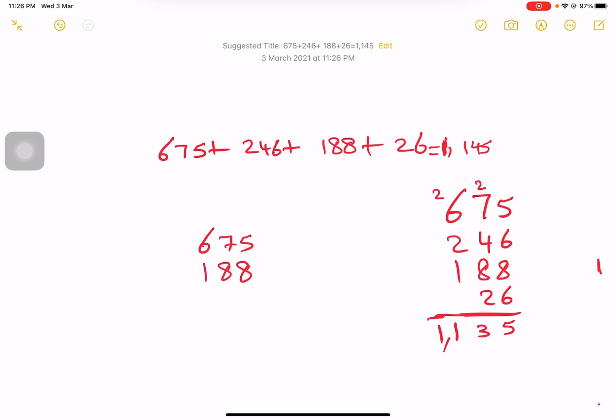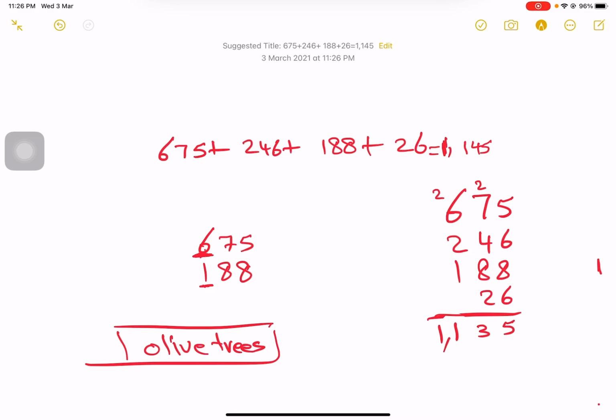Of course, which number is greater? If you look, 3 digits, 3 digits, this number has 6 in the hundreds. This one has what? 1 in the hundreds. So the 6 is greater. This number goes to what? To olive trees. So I will write down in the box olive trees. Okay? This number of trees is greater.